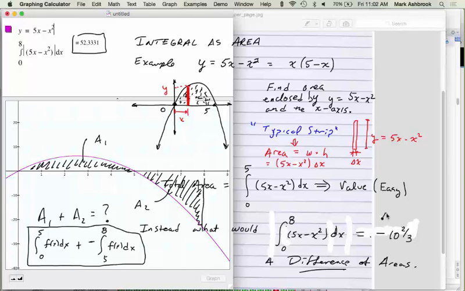So this is A1 minus A2, negative 10 and 2/3. If you want A1 plus A2, then you have to take the opposite of the integral from 5 to 8 and make that part positive and then add it to A1. Is that better?